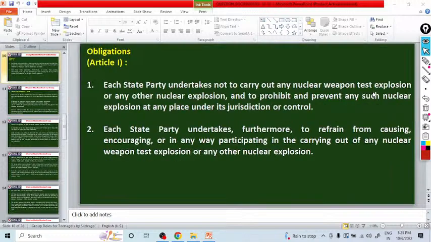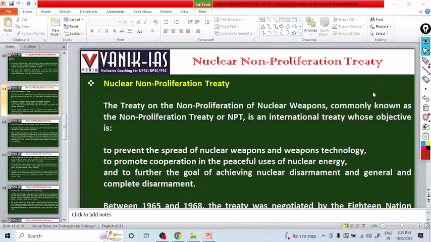These are two provisions of the CTBT. Then in the course of discussion, we discuss the NPT, the Nuclear Non-Proliferation Treaty. This is the most important treaty in the nuclear domain. Let's know the provisions of this Nuclear Non-Proliferation Treaty.